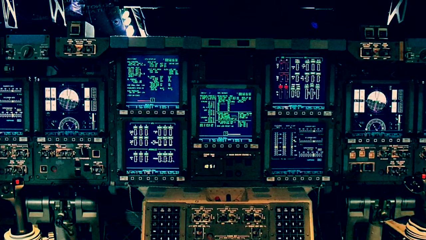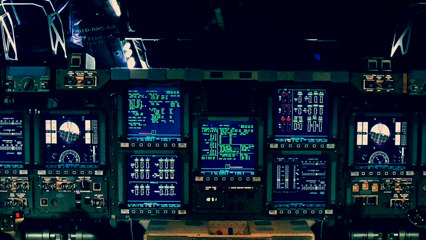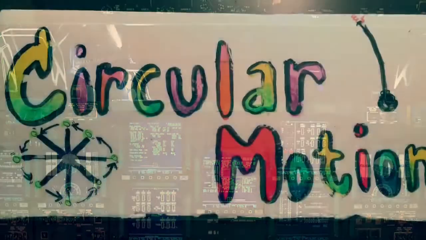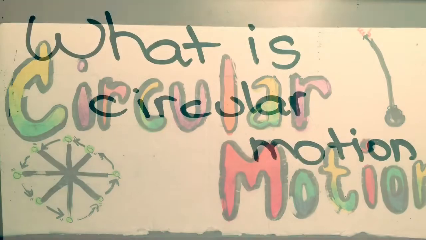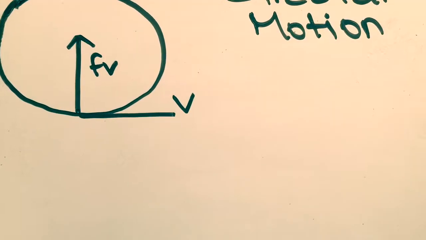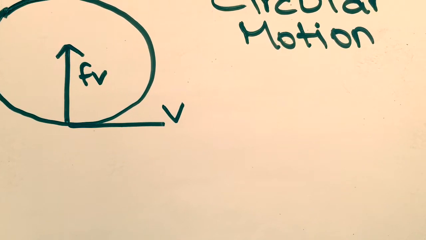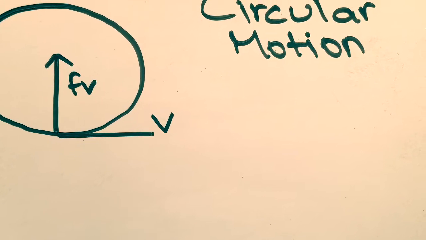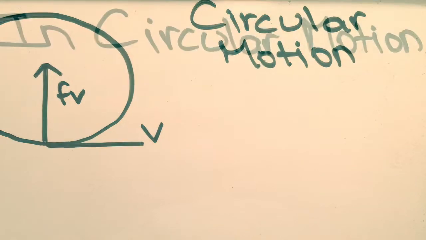This video will be talking about circular motion, gravitational force, and torque. The first topic is circular motion. What exactly is circular motion? That's a good question. Uniform circular motion is motion along a circular path in which there is no change in speed, only a change in direction.